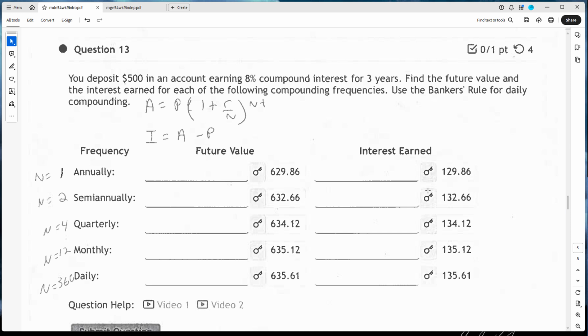So along here I set up the compounding frequencies. For annually, compound interest is applied once in a year. For semi-annually, interest is applied twice. For quarterly, interest is applied 4 times. For monthly, interest is applied 12 times in a year. And daily, it's applied every day. The first formula is our compound interest formula, and this next one is our interest formula, where you have the future value minus the principal.